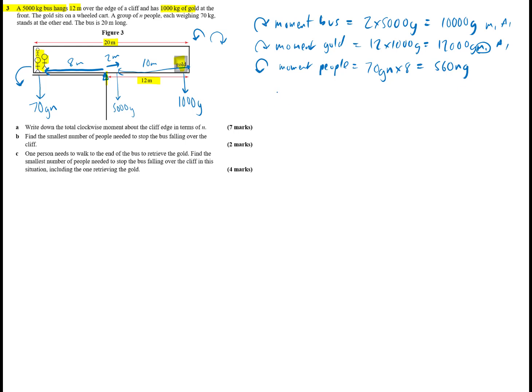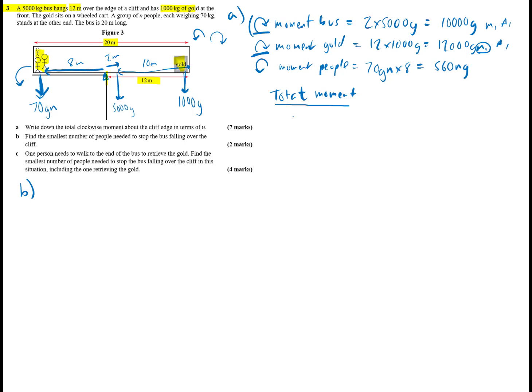So if you think about it, the total moment is going to be adding these clockwise moments here, minus the anti-clockwise moment, the moment of the people, because this will make sense. This is pulling, keeping this bus on the cliff edge. The gold and the centre of mass of this bus is going to make it tilt over.